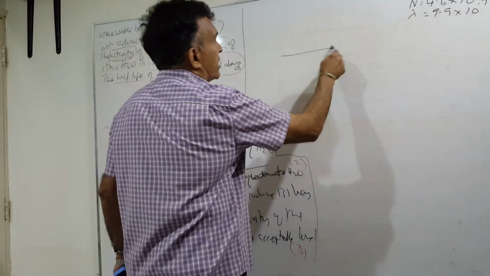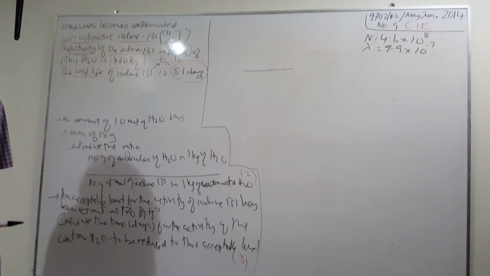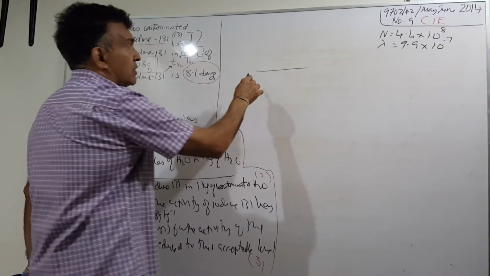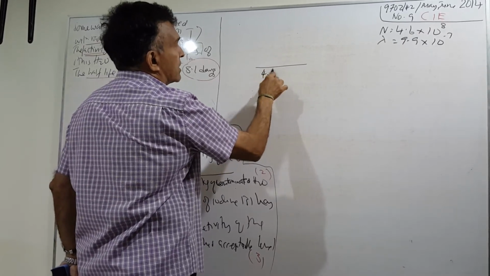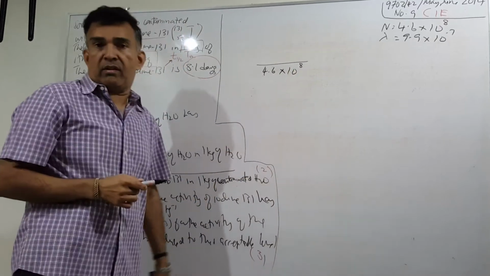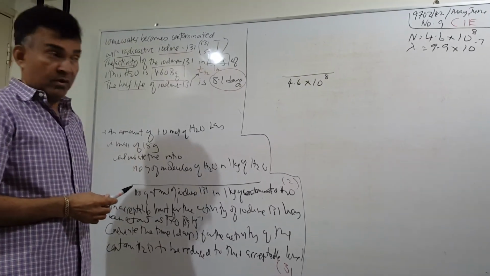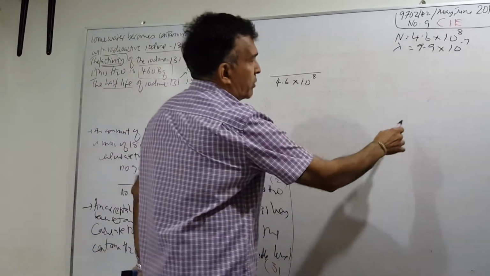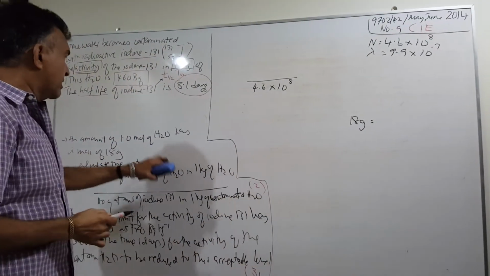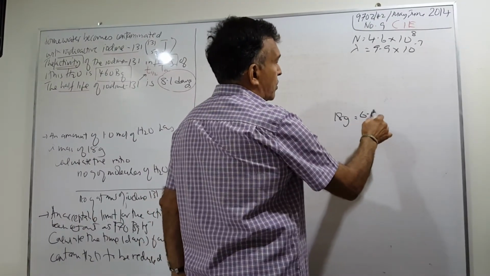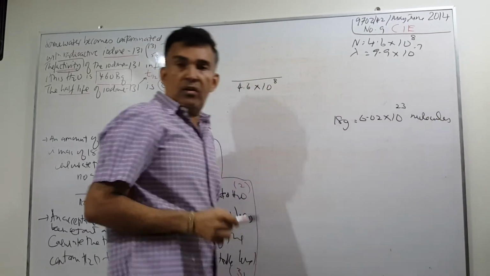Now for this ratio, the number of atoms of iodine 131 in 1 kg of contaminated water we know. We just worked it out in the earlier part, so let's write that down: 4.6 times 10 to the power of 8. All we need is the number of molecules of water in 1 kg of water. So let's do a little bit of working here. 18 grams of water is 1 mole, right? 18 grams of water has 6.02 times 10 to the power of 23 molecules.